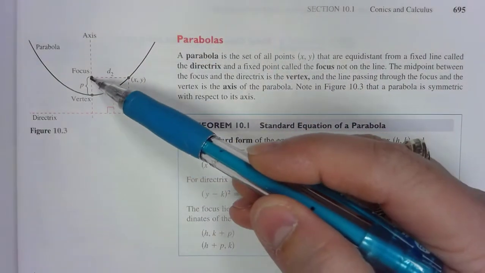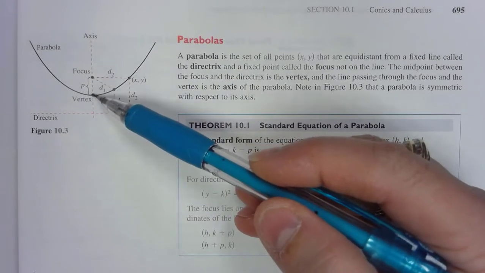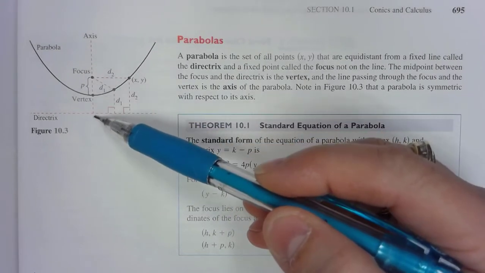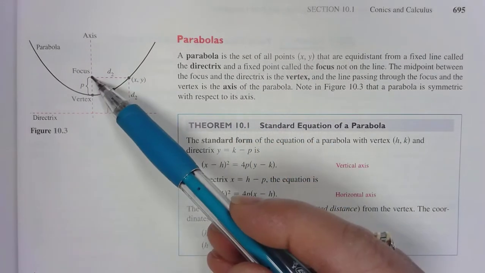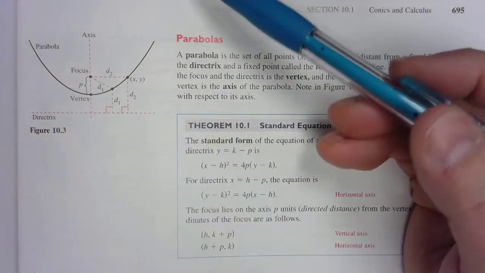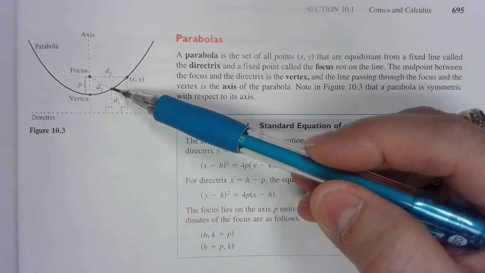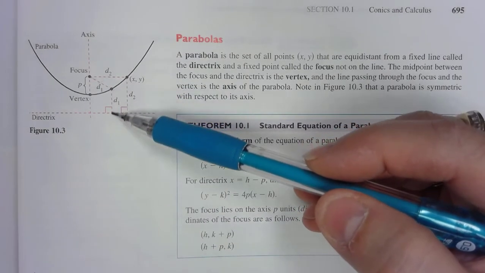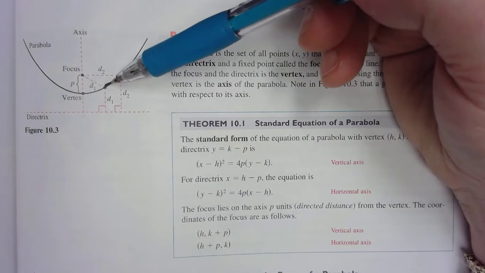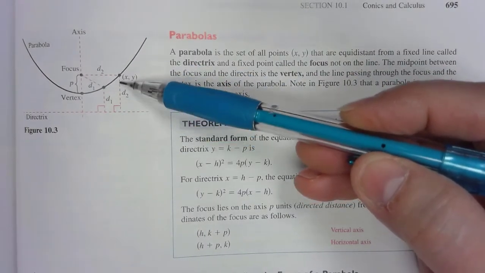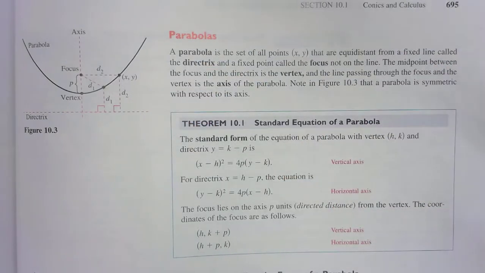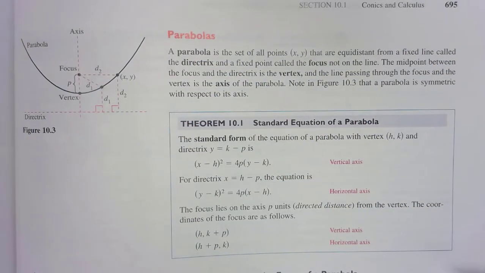Now, notice that we call this distance p, so this distance is p. The parabola is a set of all points equidistant from the focus and the directrix. So this point here, which is d1, this distance from the line, is also the same distance from the focus. This point here, this distance equals that distance, and so forth. That is how a parabola is formed.